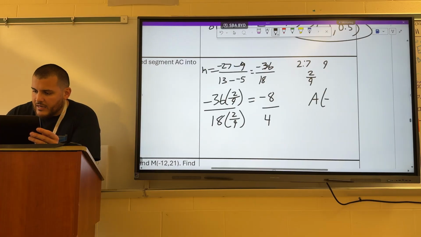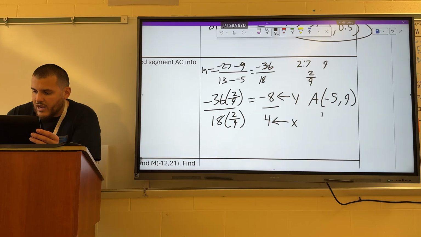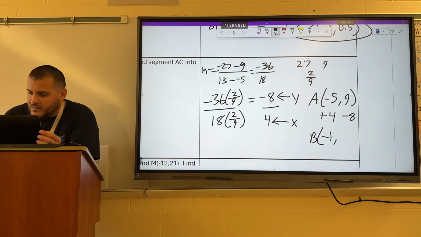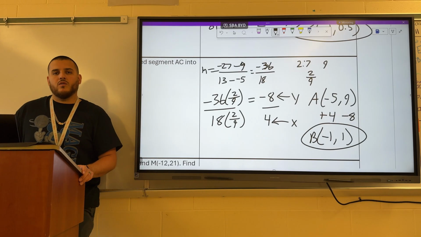So we started at -5, +9. We found out that our y is going to be -8 units away. Our x is going to be 4 units away. So we're adding that 4 to our x coordinate. We're subtracting that 8 from our y coordinate. Our point B would then be -5 plus 4 is -1. 9 minus 8 is +1. Our partitioning point would be at -1, +1.